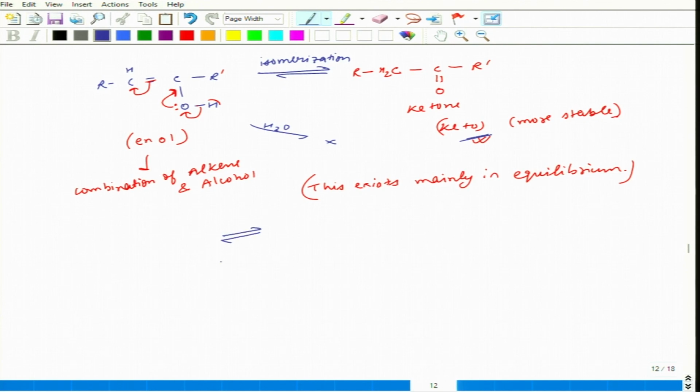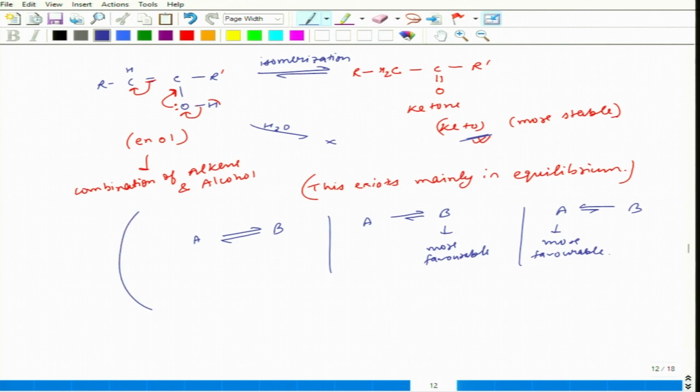If both sides are similarly equal, the arrows are equal. Whichever direction the arrow is bigger, that means it is more favorable, and that moiety is more stable. So this is the keto-enol isomerization, in which the keto form is more stable, and this exists in equilibrium.